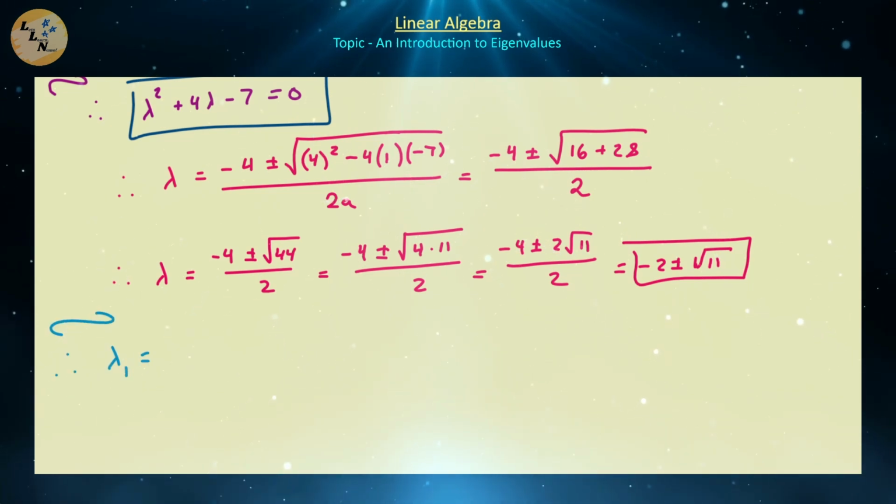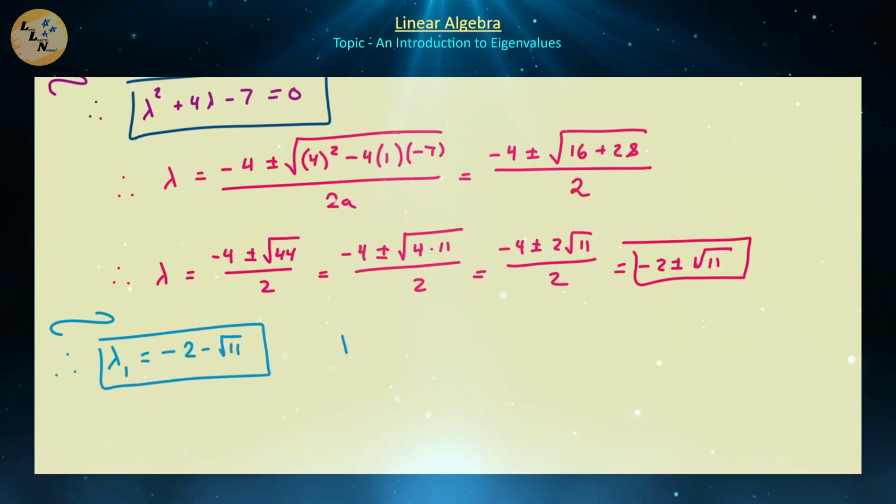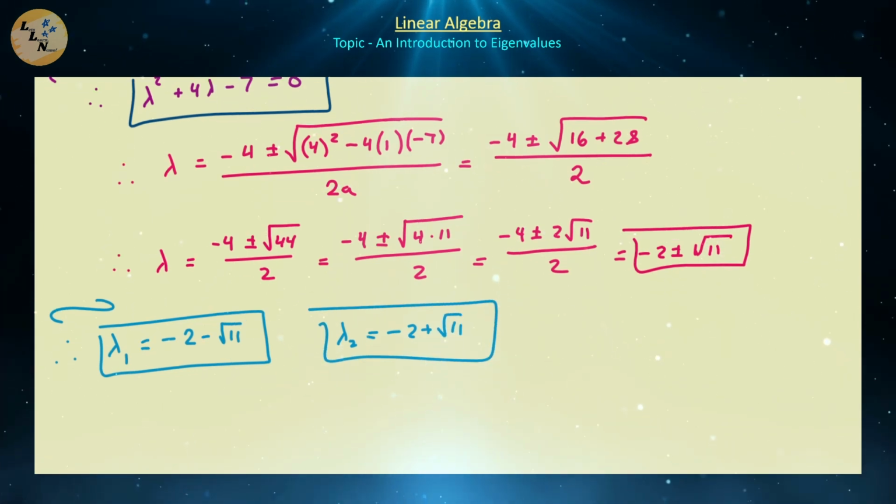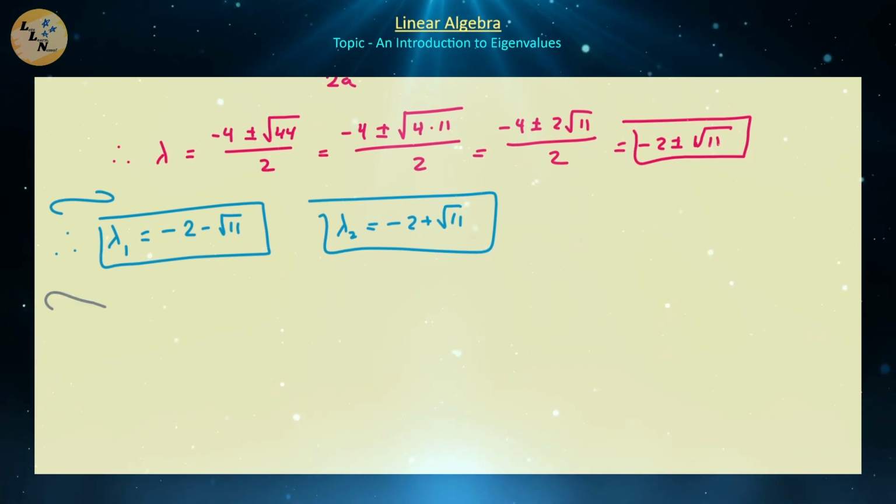So that's going to give us two eigenvalues. The first eigenvalue is going to be equal to negative 2 minus the square root of 11. And the second eigenvalue is going to be negative 2 plus the square root of 11. And those are the eigenvalues for that particular matrix B.